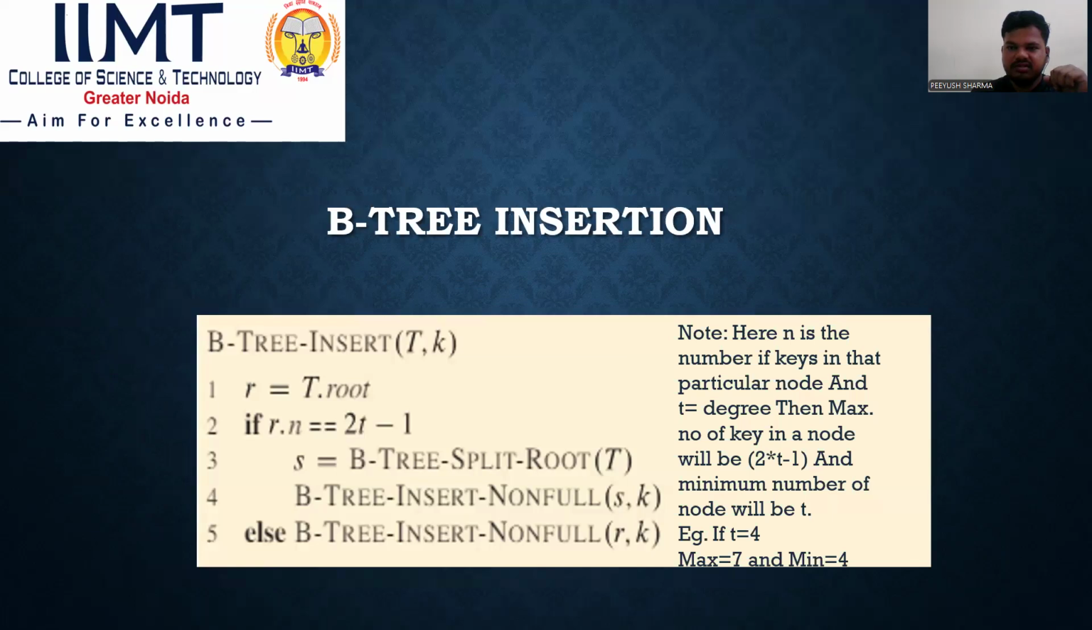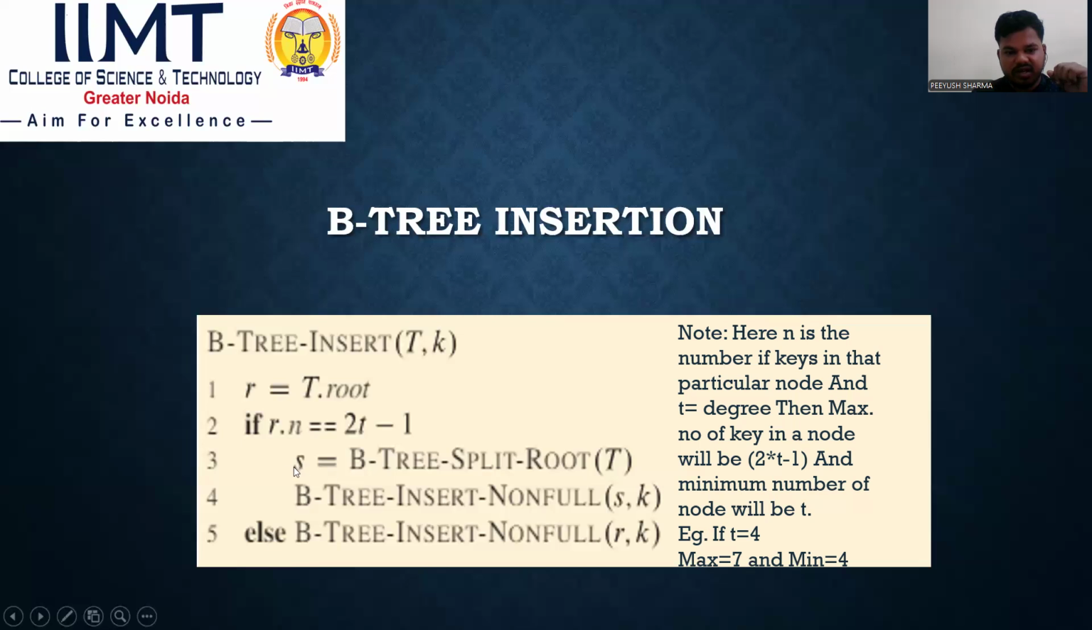Let us now see the procedure of insertion. There is the algorithm of insertion. B tree insert: r is the root node. r dot n should be at most 2t minus 1. If r dot n is equal to 2t minus 1, can we store a particular key in that node? No, because that node already contains the maximum keys. So for inserting new keys, we have to split our node. So s is equal to B tree split root.